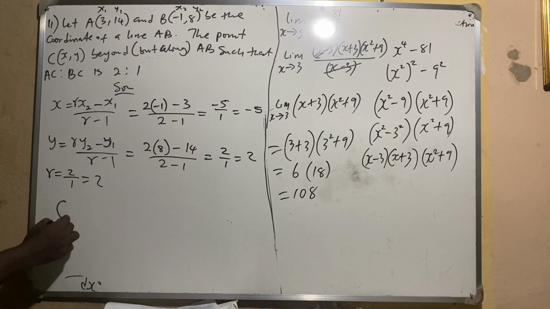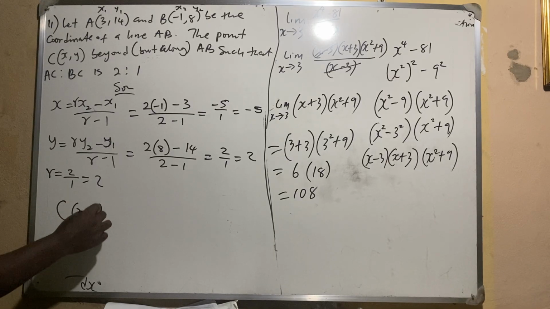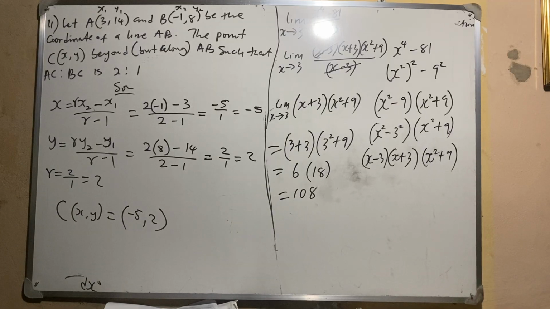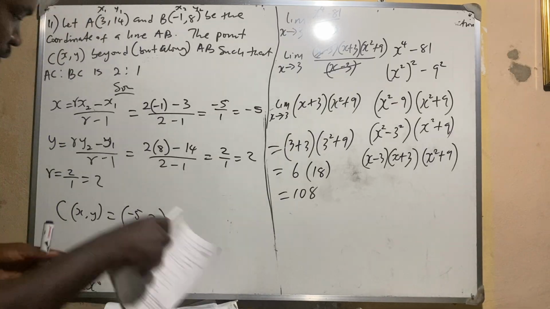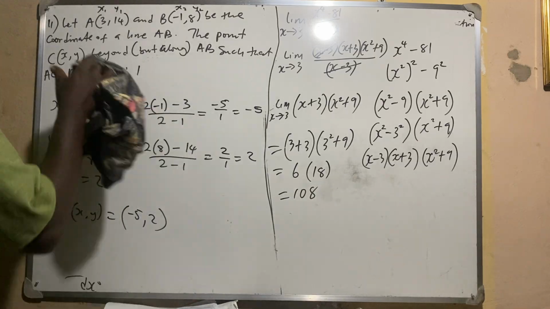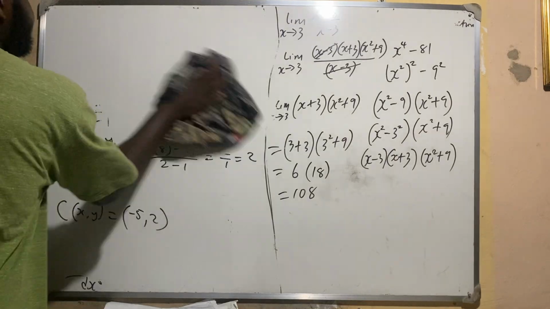C. You tell them that C in bracket of x, y is equal to what? X first, which is minus 5, comma, what? 2. So minus 5, comma 2 is the correct option for question number 11. Minus 5, comma 2, that is option B from my own. So check your own option.